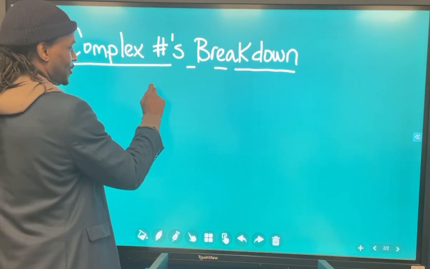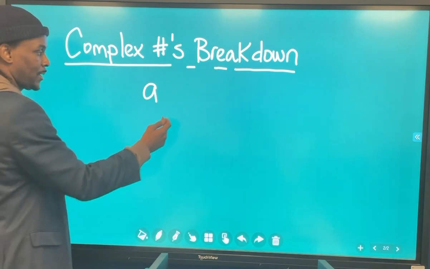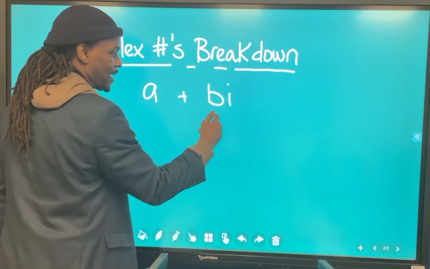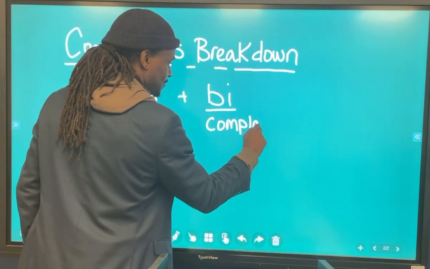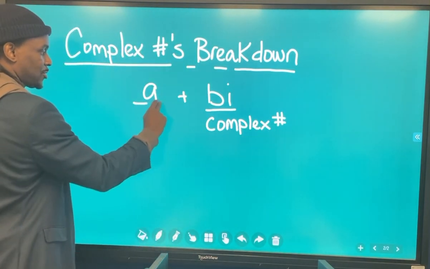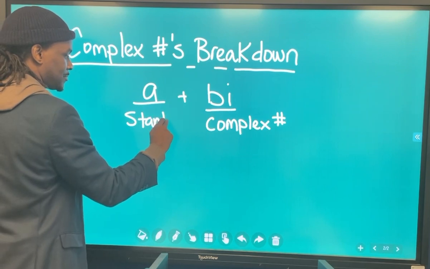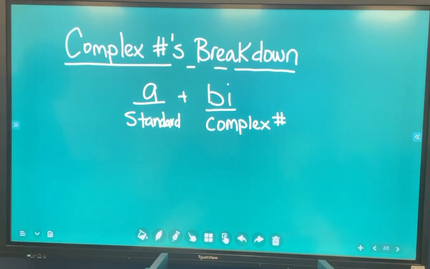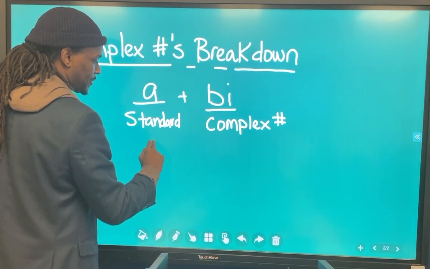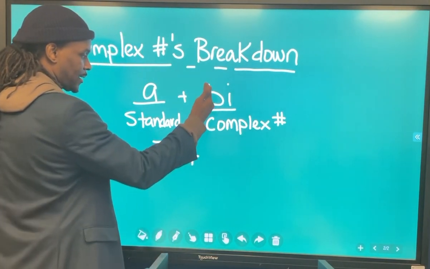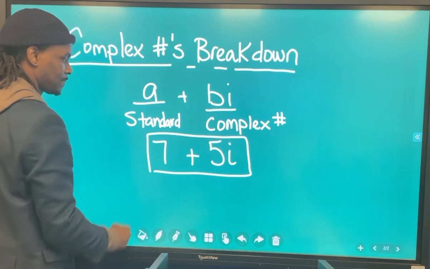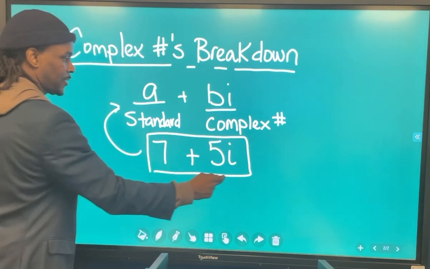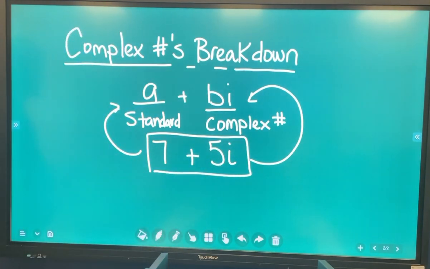So let's say a will be a regular number, but the complex number we'll call bi. This is your complex number, and this is just your standard number. Just like I stated, you can't combine the two. If you had 7, you can't combine 7 with 5i. This would have to be the format: this being your standard number, this being your complex number. They have to be separate.